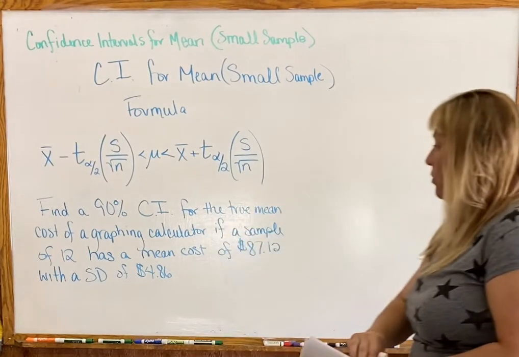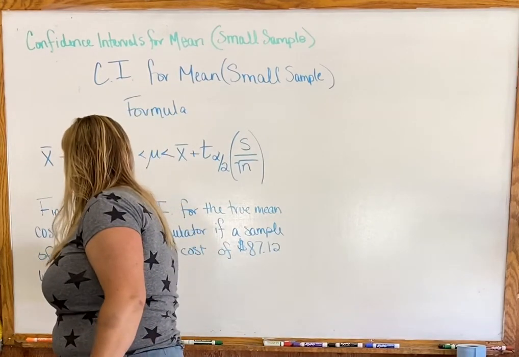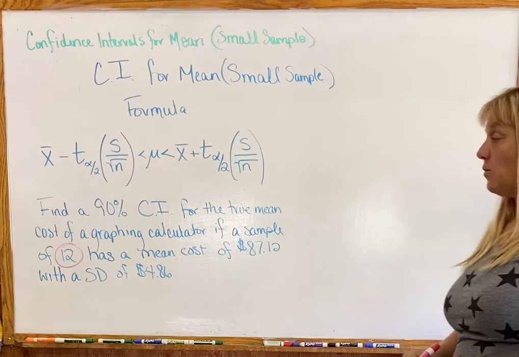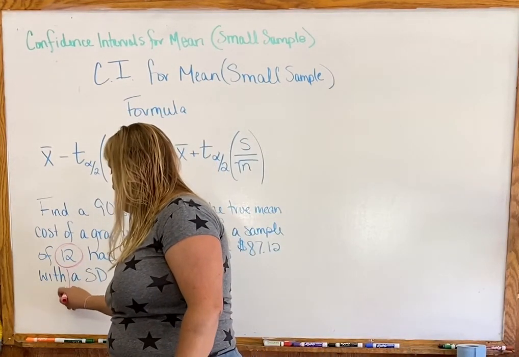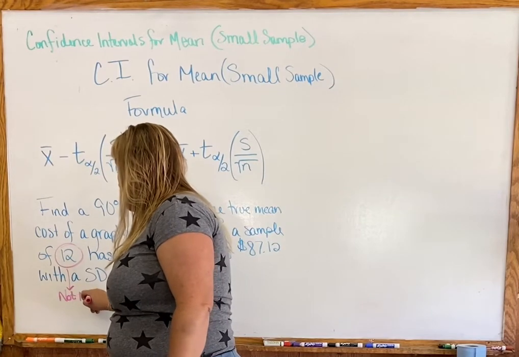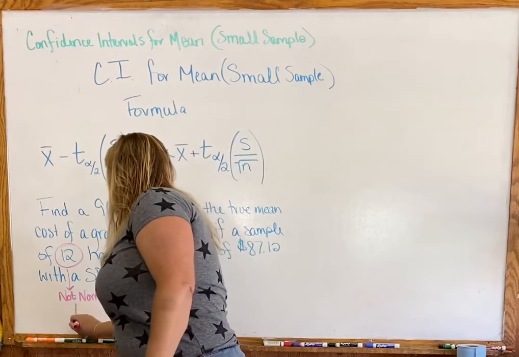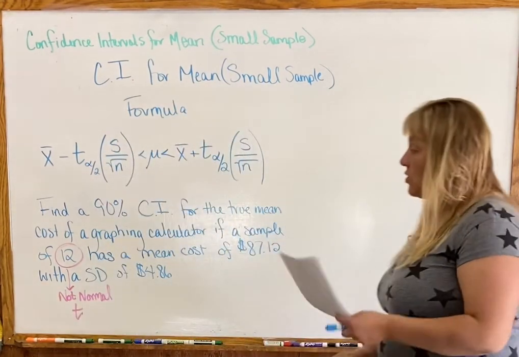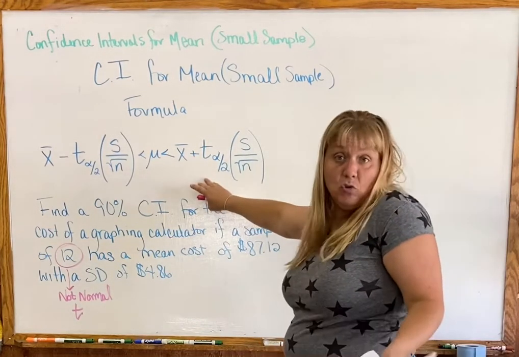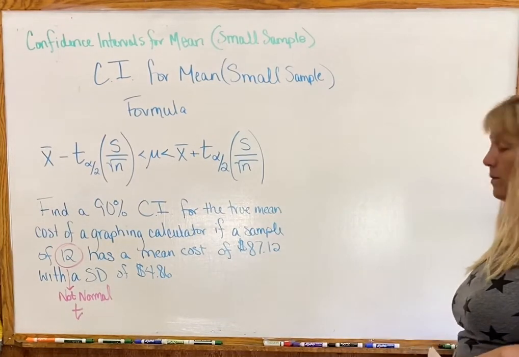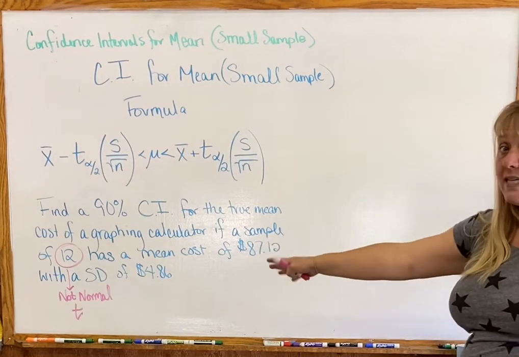As we look at this guy, what I want you to see is that as we come down to the sample size, our sample is just 12. Because our sample is 12, that means that we are not normal. So instead of using z-scores, we have to use t-scores. That tells us that we're now using our new t-score formula.